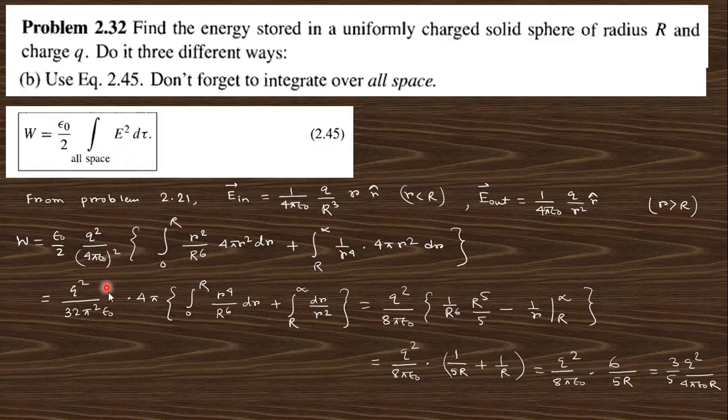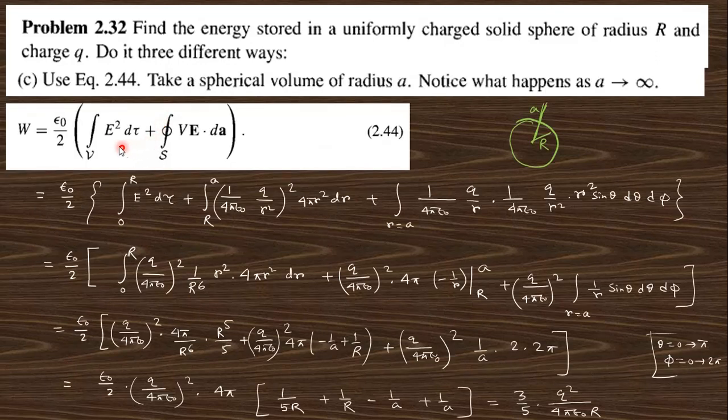This was using the electric field relation. Then the third relation says there is a summation of two parts, the volume part and the surface part. For the volume part, take the electric field, and for the surface part, this is the potential and this is the electric field. Take this integration. The electric field has two parts, 0 to R and R to a, and this is the surface integral. So for 0 to R, put this value in the electric field, and for R to a, the electric field will be like that.